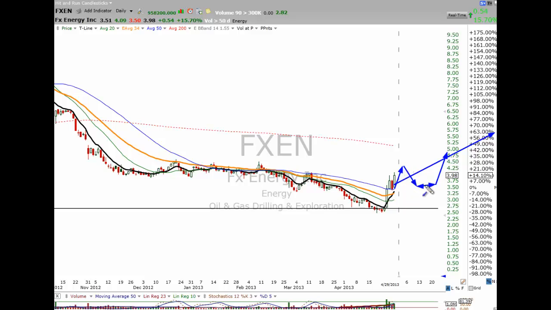And you'll notice that we have a nice little J hook here. We also have a wave 1, wave 2, wave 3: simple low, higher high, higher low, higher high.